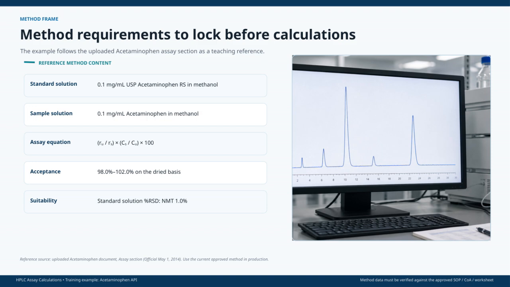Acceptable assay results fall between 98 and 102% on a dried basis, ensuring product quality. Additionally, the standard solution's percent relative standard deviation should be no more than 1%, confirming method suitability. These guidelines are based on the official acetaminophen assay method dated May 1st, 2014, so always make sure to use the current approved method in production.